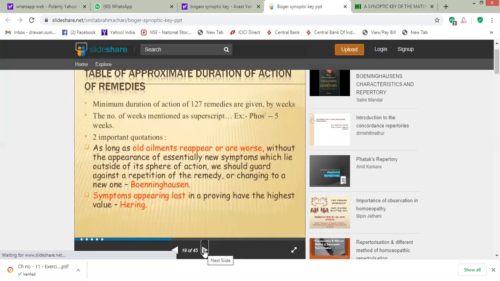Two important quotations: as long as old elements reappear or are worse without the appearance of essentially new symptoms which lie outside of its sphere of action, we should guard against a repetition of the remedy or changing to a new one. This was given by Boenninghausen. Then, the symptoms appearing last in the proving have the highest value, by Dr. Hering.